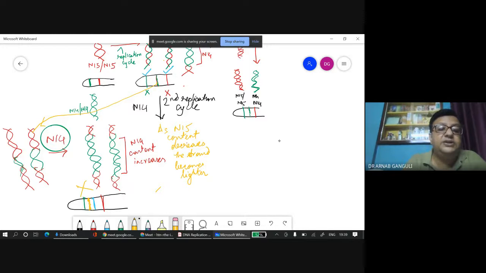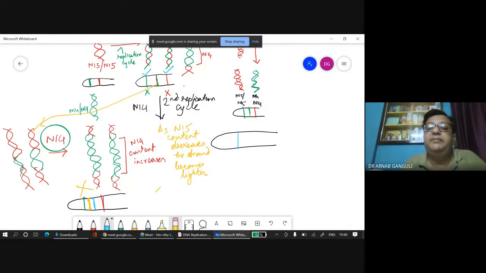But this case was not seen. What was actually seen in the autoradiograph was, you saw the intermediate band and you saw the lighter band, which meant that this one was the N15 N14 hybrid and this was the N14 N14.